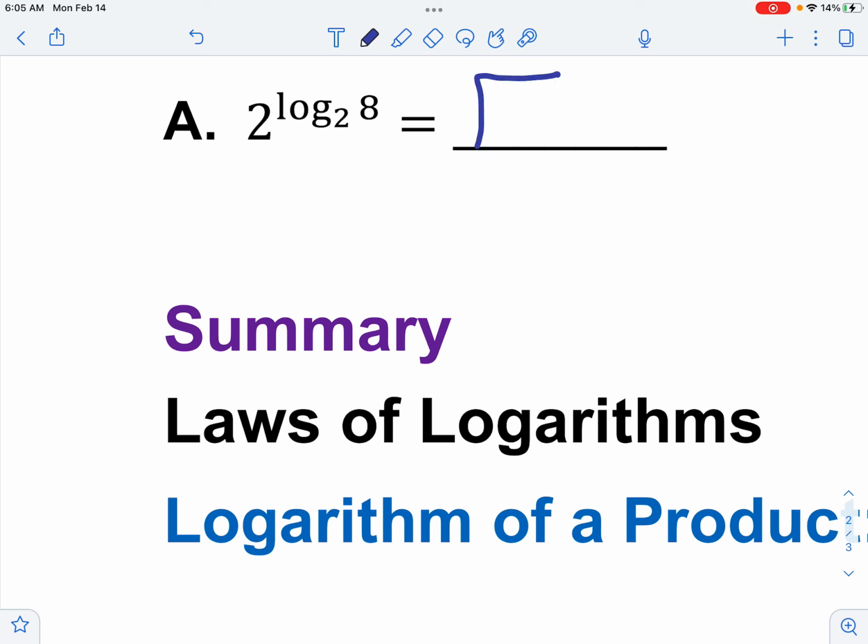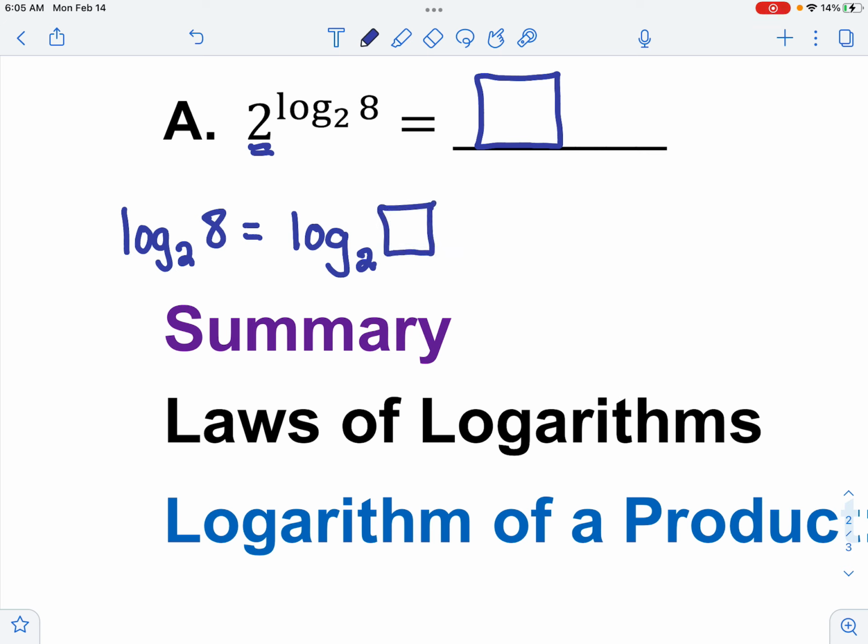So I had them put a box here because this is what we're looking for. Okay, so to change this to log form, we bring the exponent down. So the exponent equals log base 2 of what? Okay, and we noticed, well, if these two statements are true, then this argument has to equal 8. And so what we found is that this expression here just equals 8.